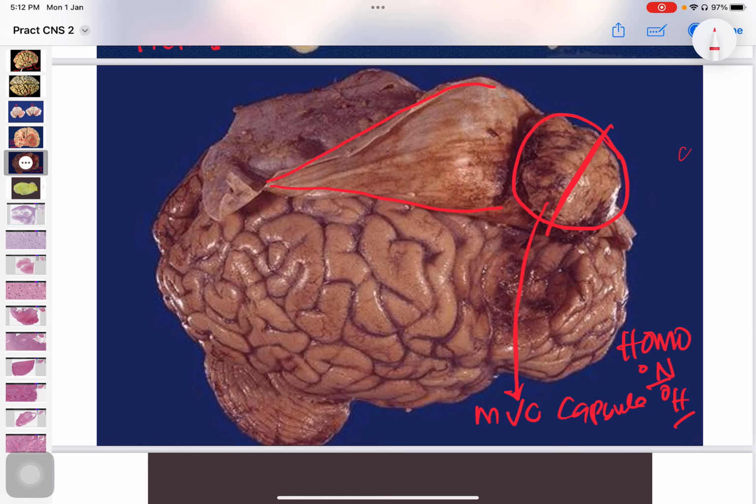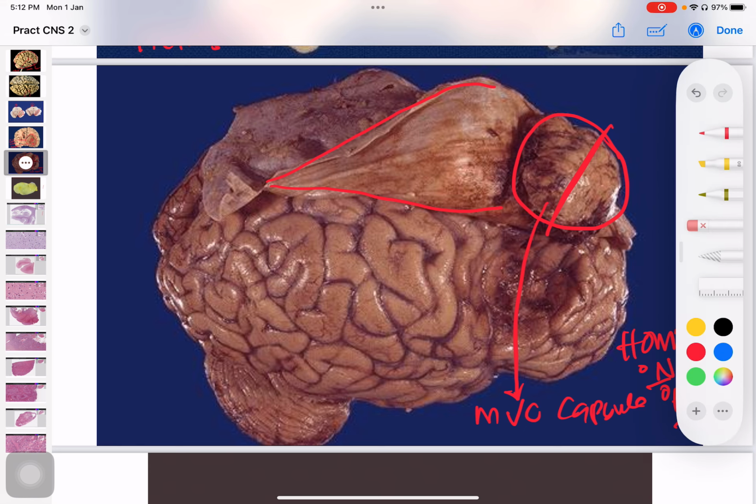Apart from that, most importantly, as you can see here, the tumor grows compressing towards the brain matter, and it causes what we call indentation, okay. So this indentation is quite common in meningioma.